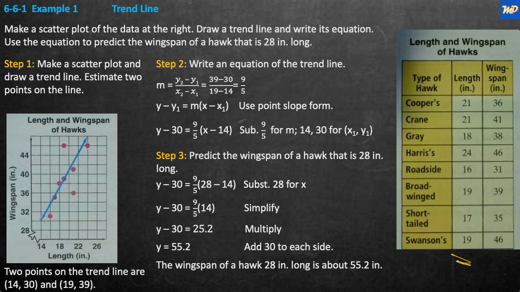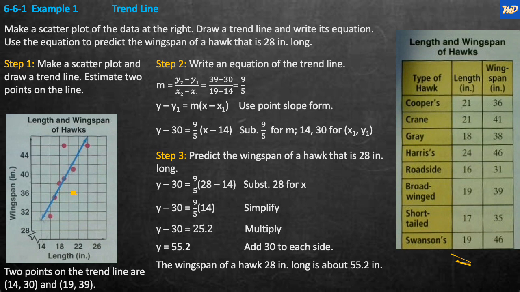So what we're going to do now is take the steps they have here for us. Step 1: make the scatter plot, draw a trend line, and estimate 2 points on the line. So they've plotted all of the data. If you look here, let's take the Cooper's hawk, 21 long, 36 wide on the wings. So here's 21 right here, and they said it's 36 right here. That's the dot for the Cooper's hawk.